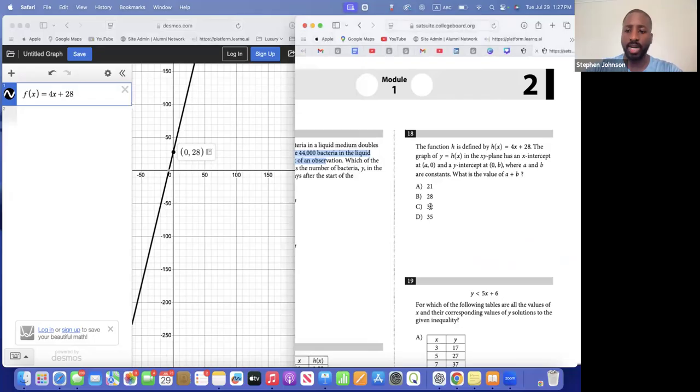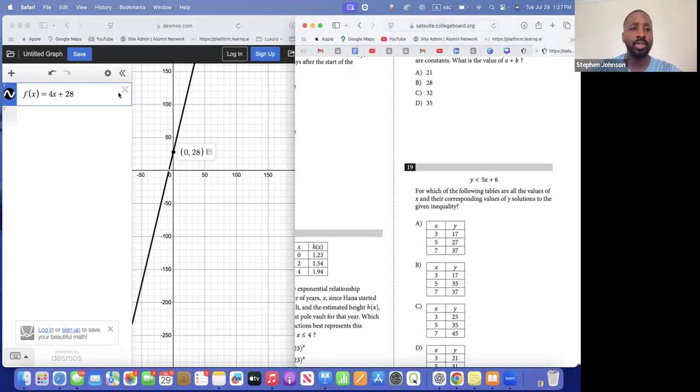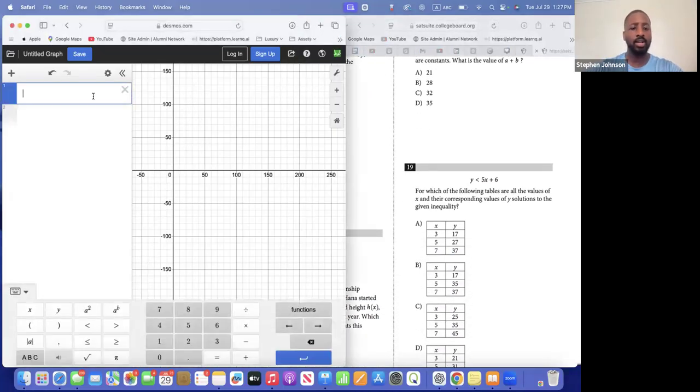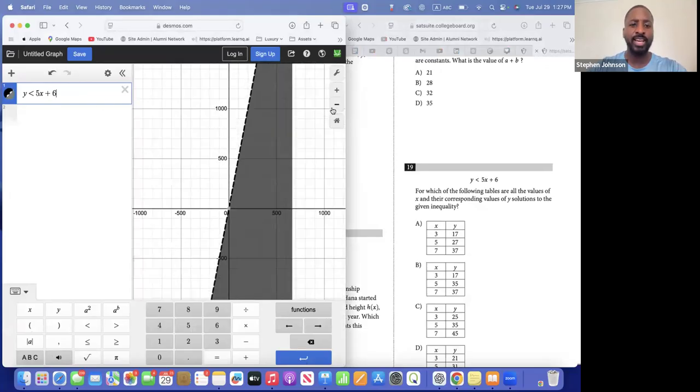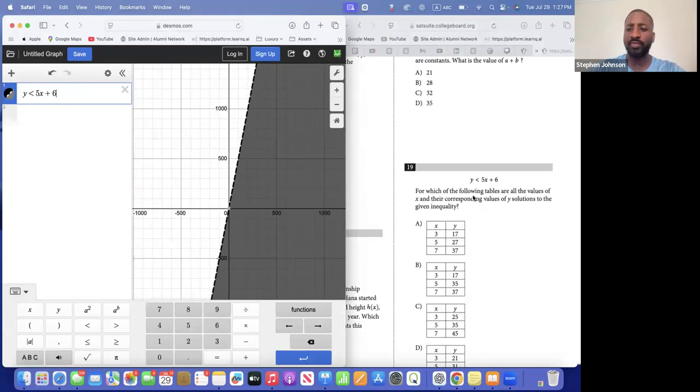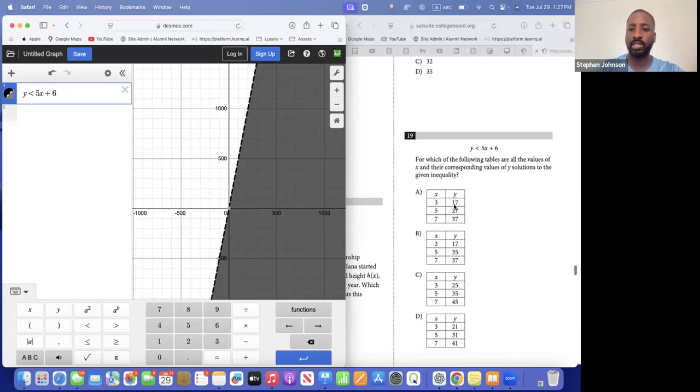All right, so that one's done. Let's move on. Number 19 has an inequality. We can also graph inequalities on here. So I'm going to say y is less than 5x plus 6. There's my inequality. Let me zoom out so you can see that. It says, for which of the following tables are all the values of x and their corresponding values of y solutions to the given inequality? Solutions to an inequality means that they're inside of the shaded region of the graph. So we're going to look for that.